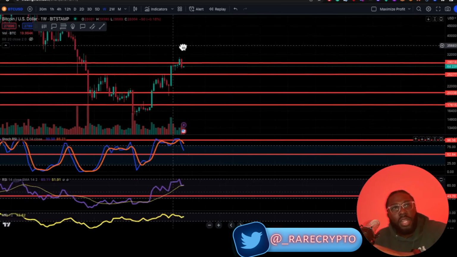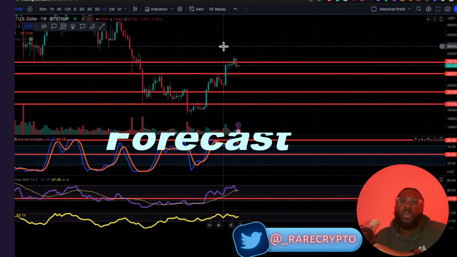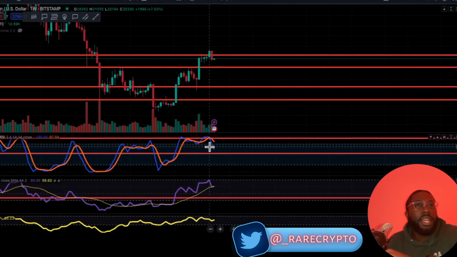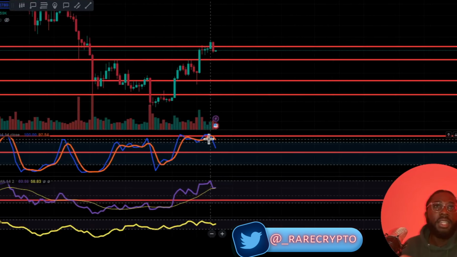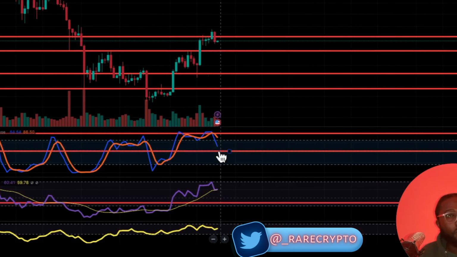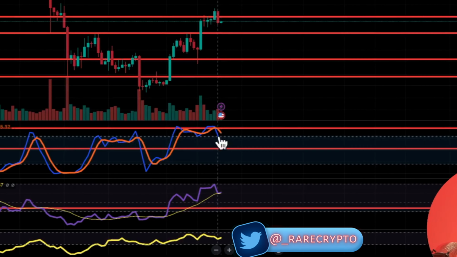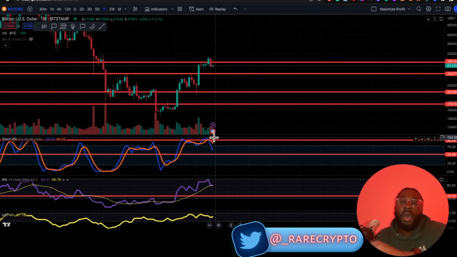Okay, so looking at this particular chart, what do I anticipate to happen this week? Looking at this indicator here, I still see that cross. It doesn't look like we're going to have a change in trend here this week. However, with the month coming to an end, there could be some pumping going on.